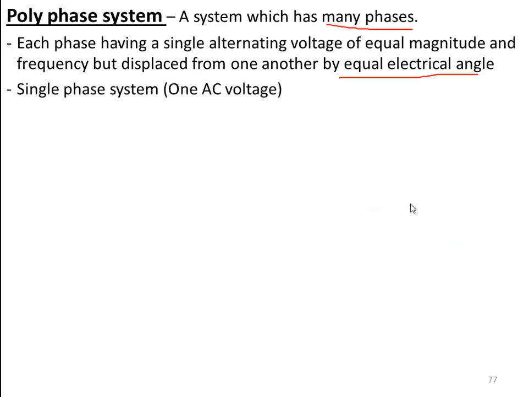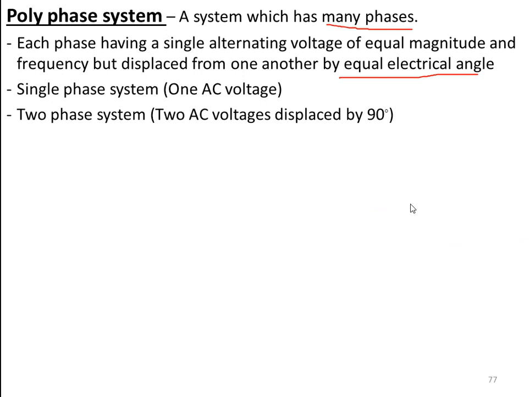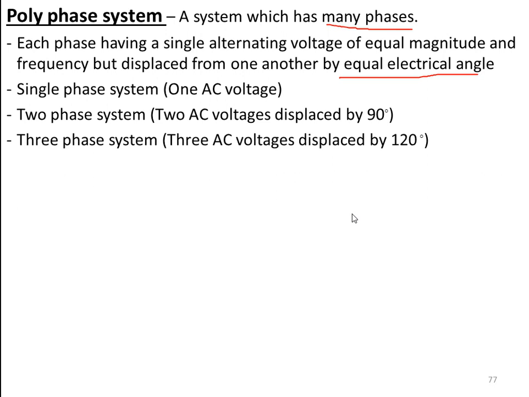Coming to what is a single phase system. In a single phase system, we have only one AC voltage. Now, what is a two phase system? In a two phase system, two AC voltages are displaced by an angle of 90 degrees. That means one AC wave will start at 0 degree, the next one will start at 90 degree. Then, three phase system. In the case of a three phase system, three AC voltages are there and each one is displaced by an angle of 120 degrees. There will be V1, V2 and V3. The phase difference between V1 and V2 will be 120 degrees. The phase difference between V2 and V3 will again be 120 degrees. That means the phase difference between V1 and V3 is 120 plus 120, that is 240 degrees.